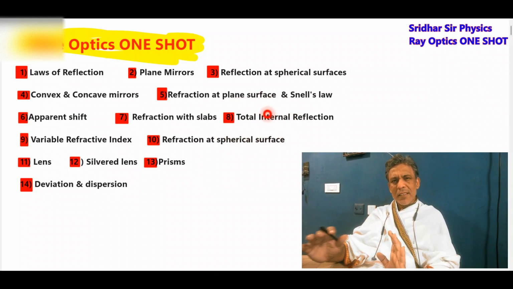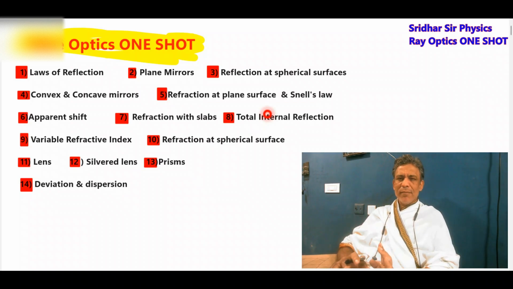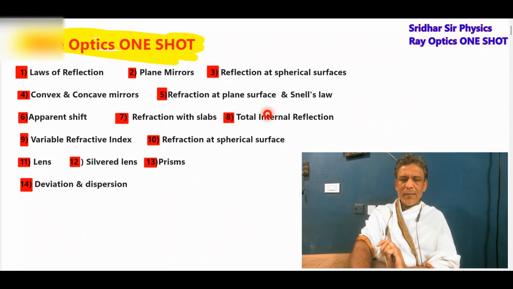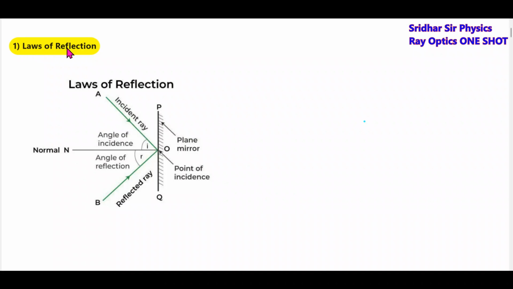So there's a basic strategy that we follow in ray optics. So let me start like this. Now, first one will be the laws of reflection. According to the laws of reflection, the first law is that the angle of incidence is equal to the angle of reflection.